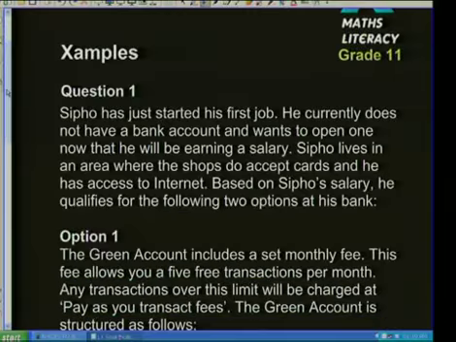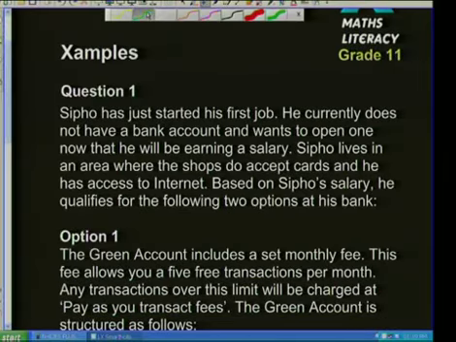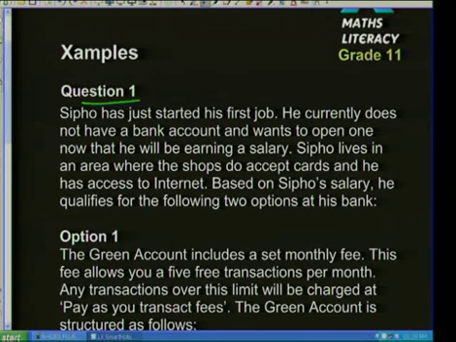So we're going to start with this example, and we are dealing with, okay, so question 1, we're dealing with Sipho. He has just started his first job. He currently does not have a bank account, and he wants to open one now that he will be earning a salary. Sipho lives in an area where the shops do accept cards, and he has access to the internet. Based on Sipho's salary, he qualifies for the following 2 options at his bank.